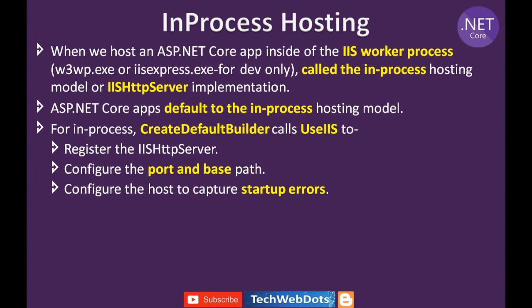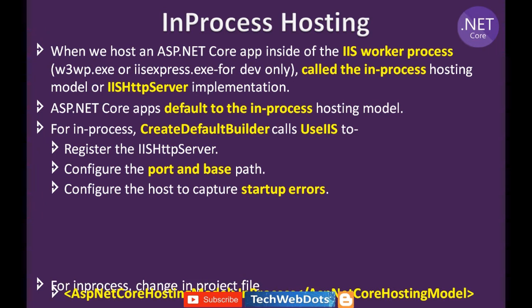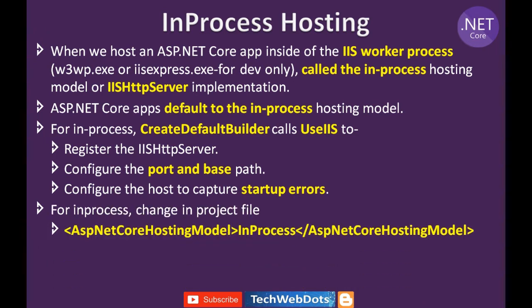For InProcess hosting, in the Startup file there is a method CreateDefaultBuilder which calls UseIIS to do the following tasks: register the IIS HTTP server, configure the port and base path, configure the host, and capture startup errors. For InProcess, we need to make a change in the project file. What change will we make? We will mention the ASP.NET Core hosting model in the project file, with type InProcess.